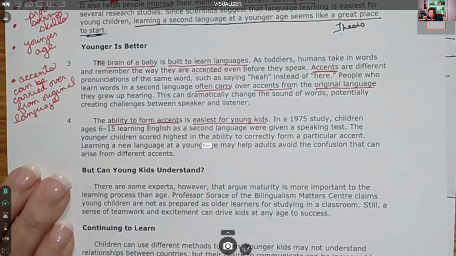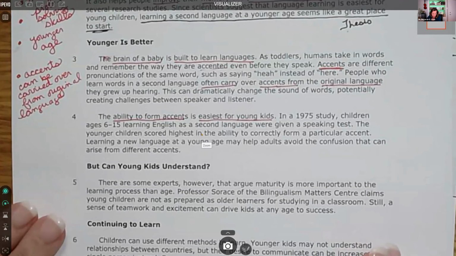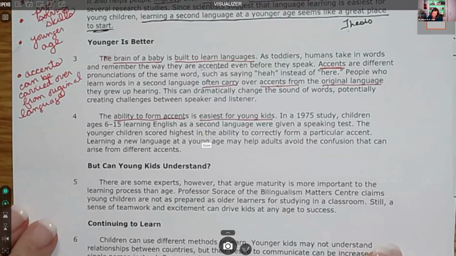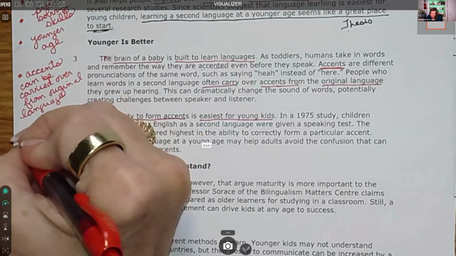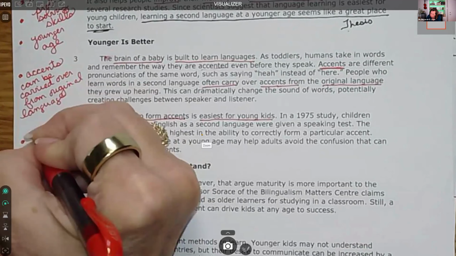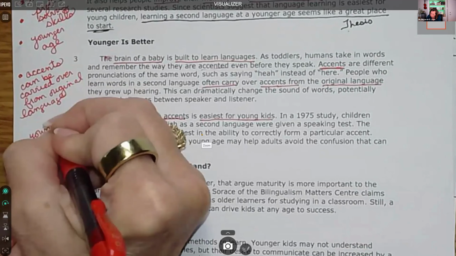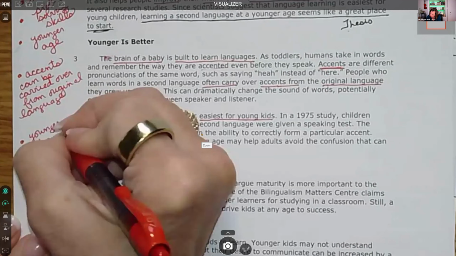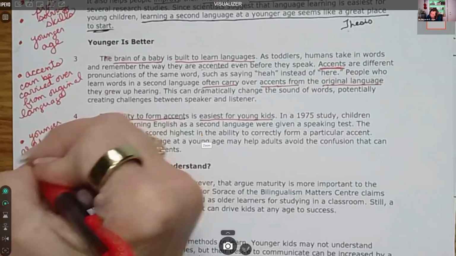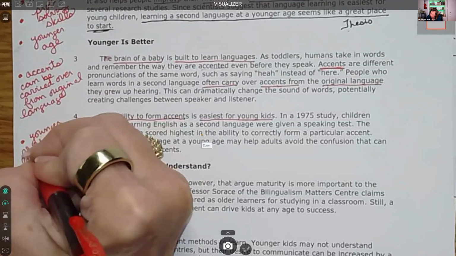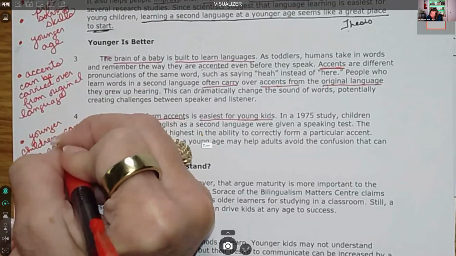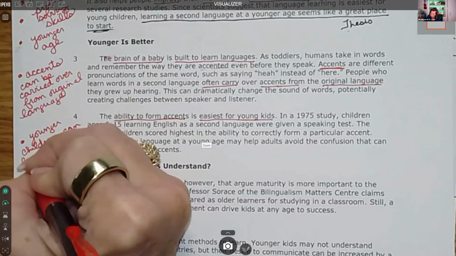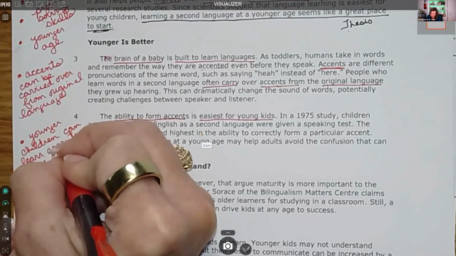Learning a new language at a young age may help adults avoid the confusion that can arise from different accents. So here again, we hear it again about this younger children can learn accents more easily. That's what this is about.